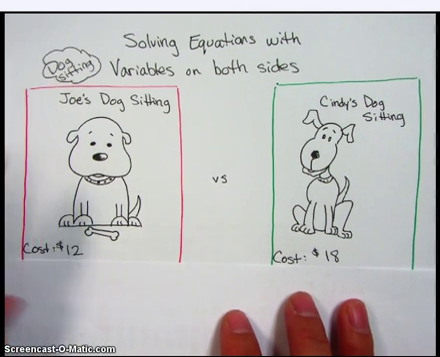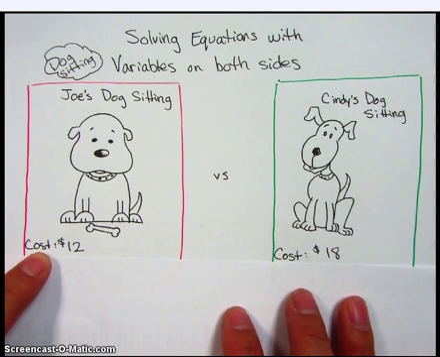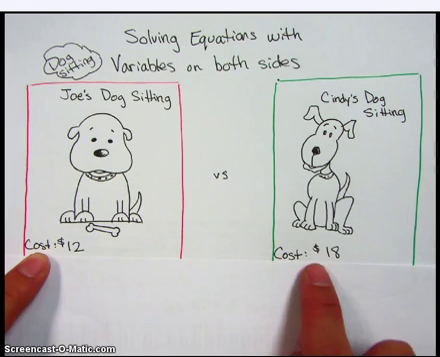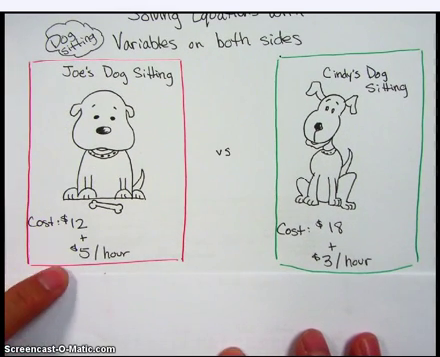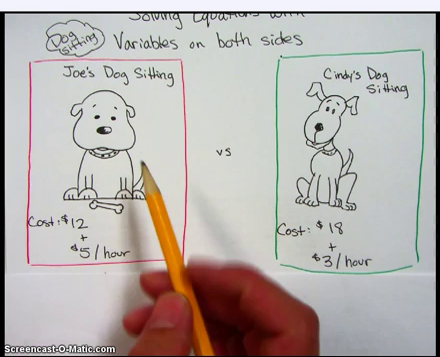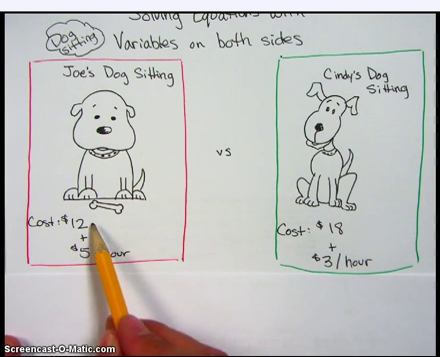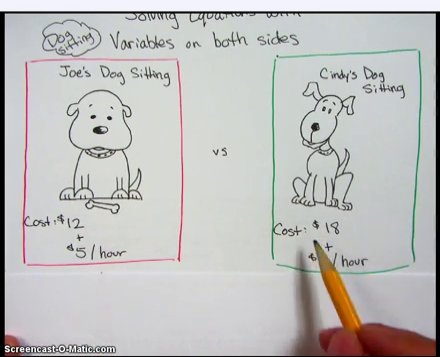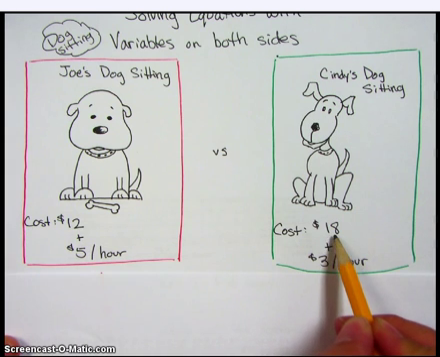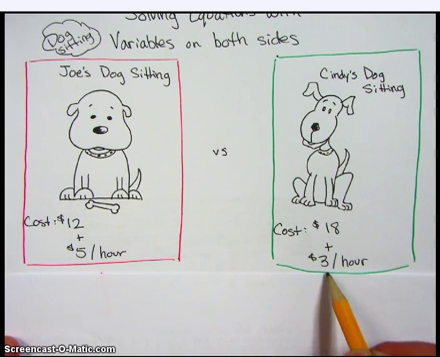One of them charges you $12 to take the dog in versus Cindy's is $18. In addition to that, they'll charge you per hour for leaving the dog there. So Joe's Dog Sitting Company charges you $12 plus $5 per hour after that. Cindy's Dog Sitting Company charges you $18 to take the dog in, and then an additional $3 per hour.